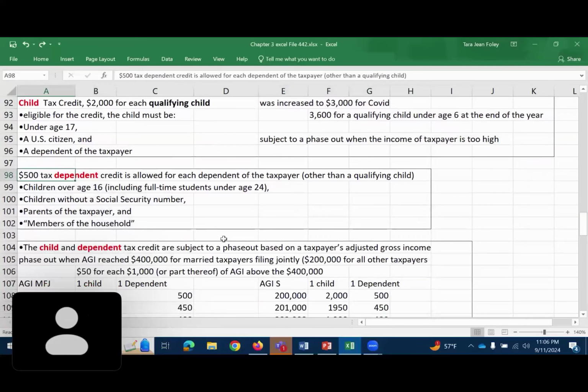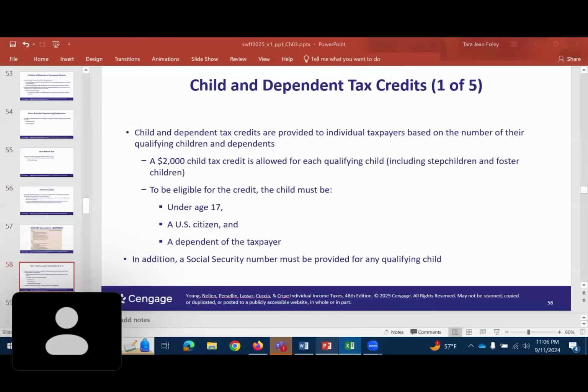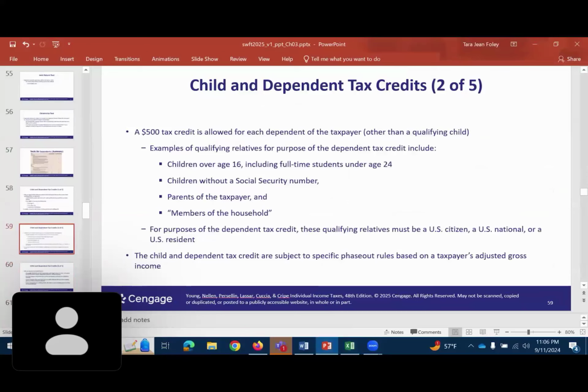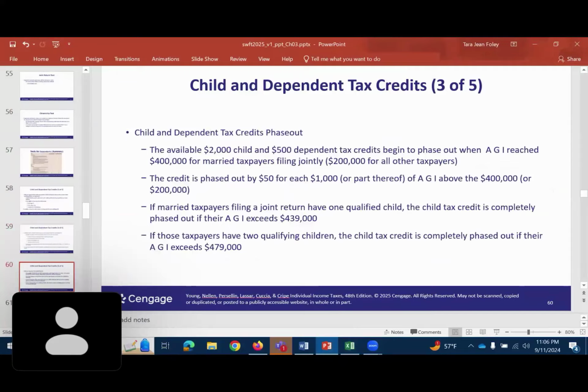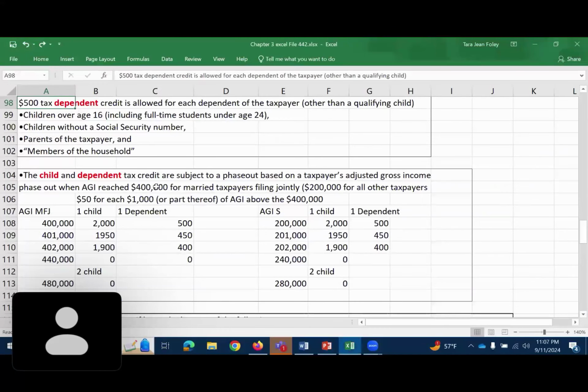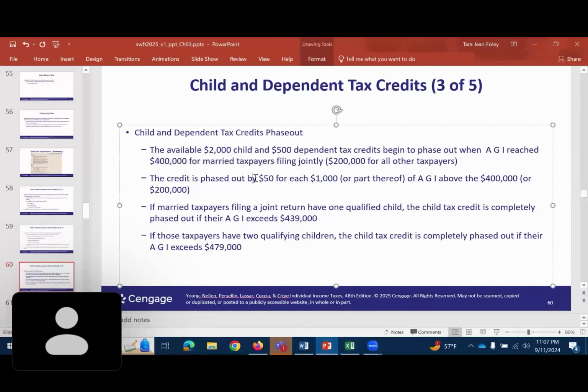So here's an example. That's the $500. So the $2,000 and the $500 begin to phase out when AGI reaches $400,000 or $200,000. $400,000 for married filing jointly, or $200,000 for other taxpayers. And the credit is phased out by $50 for each $1,000 above the $400,000 or $200,000.